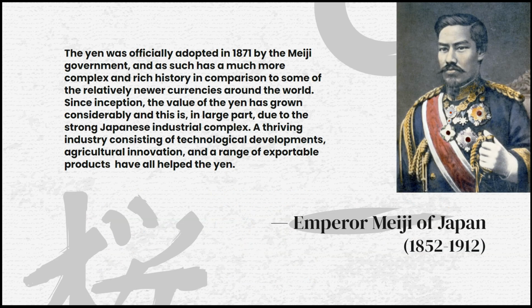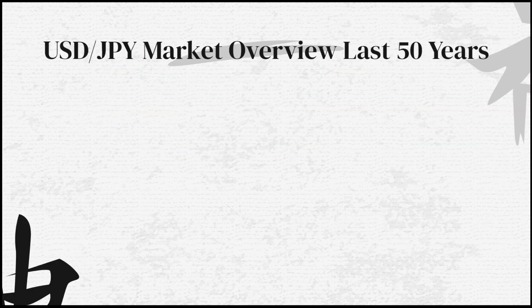Popular. The Japanese yen is actually the third most popular traded currency in the world, behind only the US dollar and the euro. The yen was officially adopted in 1871 by the Meiji government, and as such has a much more complex and rich history in comparison to some of the relatively newer currencies around the world. Since inception, the value of the yen has grown considerably, and this is in large part due to the strong Japanese industrial complex. A thriving industry consisting of technological developments, agricultural innovation, and a range of exportable products have all helped the yen. Right here, this is Emperor Meiji of Japan, 1852-1912.